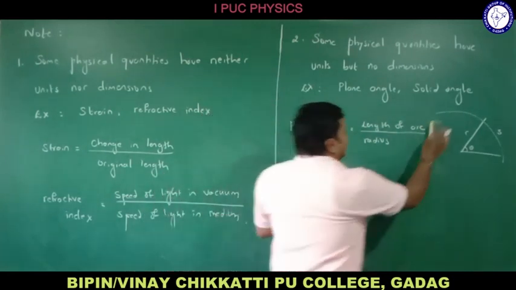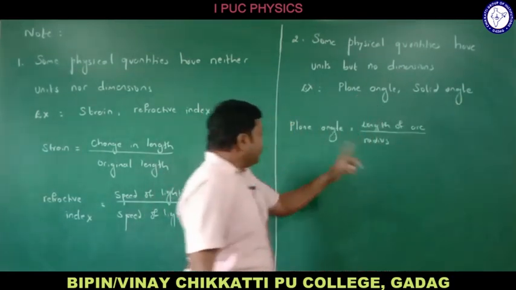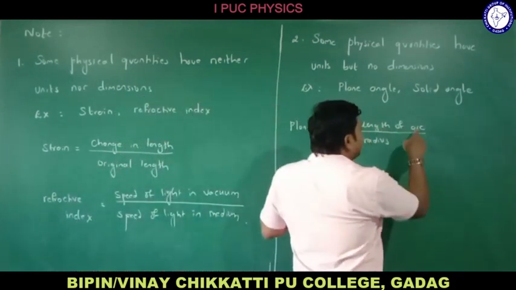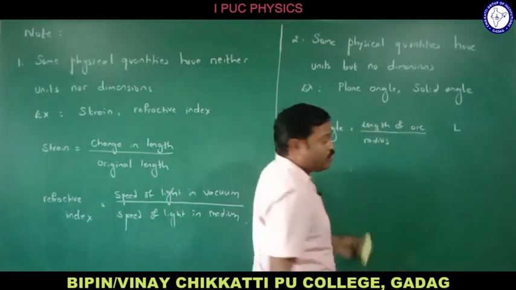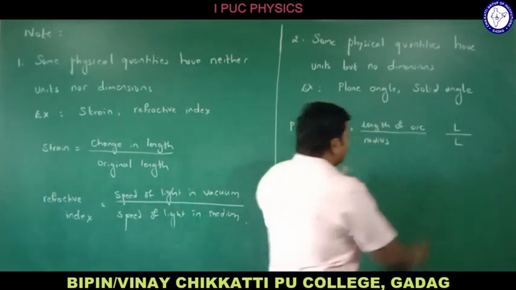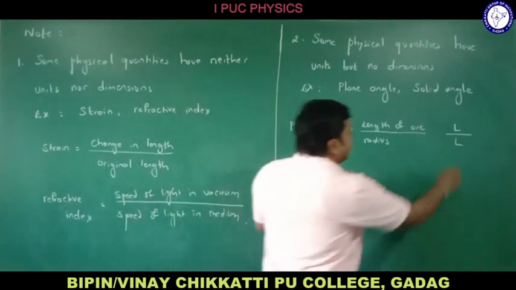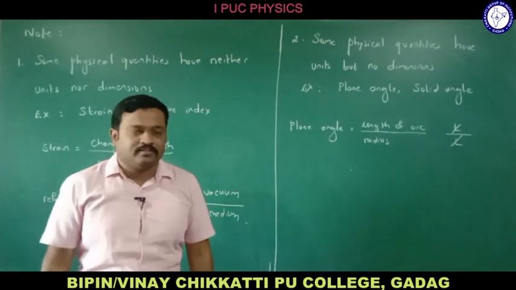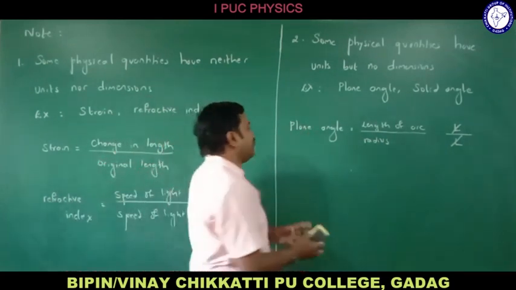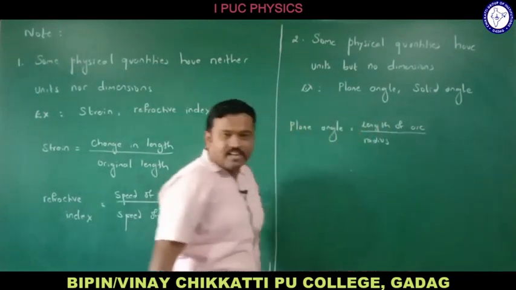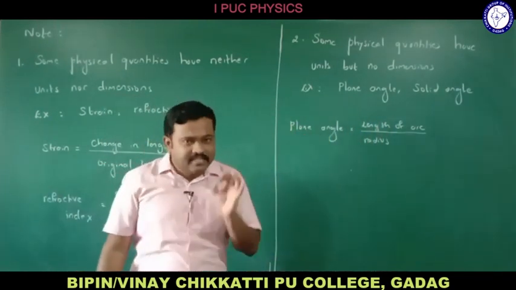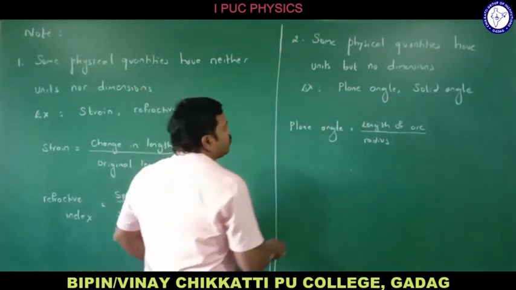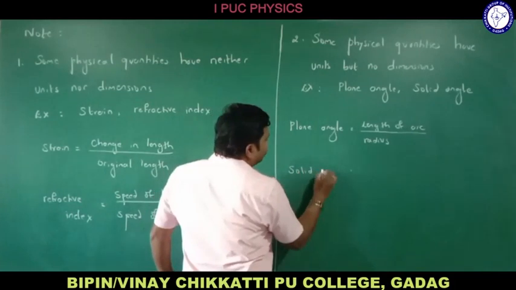Now, let us check. Length of arc divided by radius. What is the dimension for length of arc? L. What is the dimension for radius? That is also L. Radius is nothing but length, right? So what do you get? Again, they cancel each other. It means plane angle does not have a dimension, but it has an SI unit. The SI unit of plane angle is radian. So do remember this: plane angle is an example of a physical quantity which has a unit but no dimensions. And we also have one more, that is solid angle.